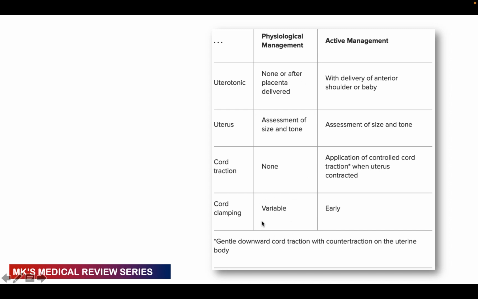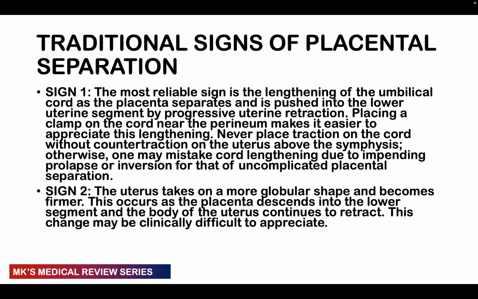Then cord clamping is rather variable. You may sometimes delay cord clamping in physiological management, whereas in active management, you generally tend to clamp the cord quite early. Remember that the gentle traction in the controlled cord traction should be done with counter traction to the uterine body, because you want to prevent prolapse of the uterus. I'll show you a picture of how this looks.